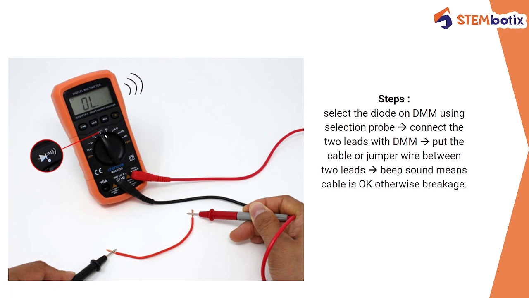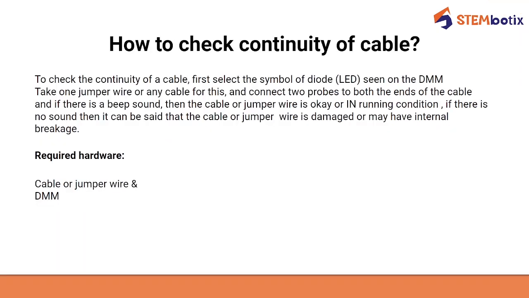Now change the selection range to the portion or panel where the LED is drawn. This is the area for checking a cable. If you get a beep sound from the digital multimeter, then you can say your wire is okay; otherwise it is not.